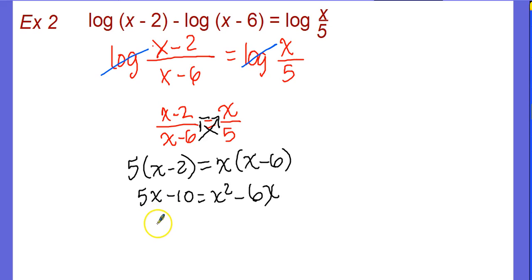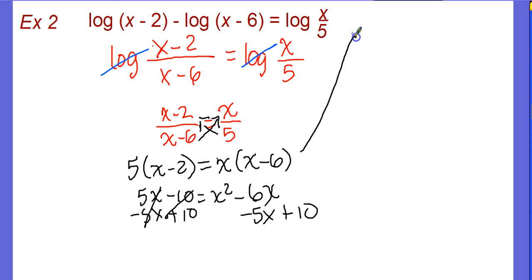And because it's quadratic, of course, we have to find our zeros. So we'll move everything, make it equal to 0. So I'll go ahead and write it out since we've got to move a couple numbers. So I'm going to subtract 5x and I'm going to add 10. I'm going to come over here to do my work. So that'll be x squared minus 11x plus 10 equals 0.